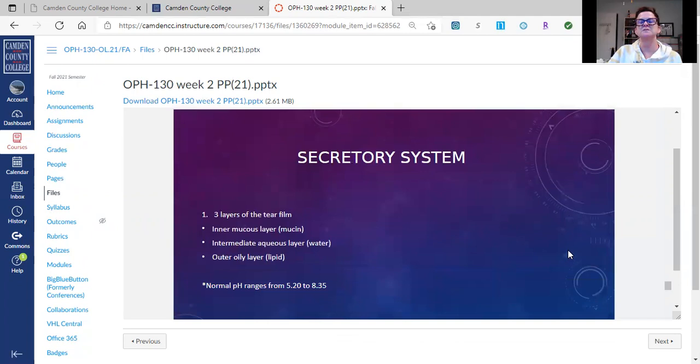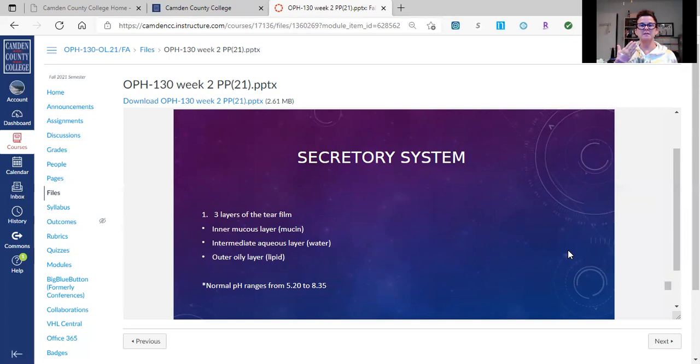All right, so let's talk about the secretory system, the secretion of the tears. There are 3 layers to the tear film: circle, star, underline, highlight, whatever you need to do. This is something you're going to want to know, not only for my class, but for any other tests you might take down the road, contact lens or the NCLE, maybe even the ABO. But anyway, these are important things to know. 3 layers of the tear film.